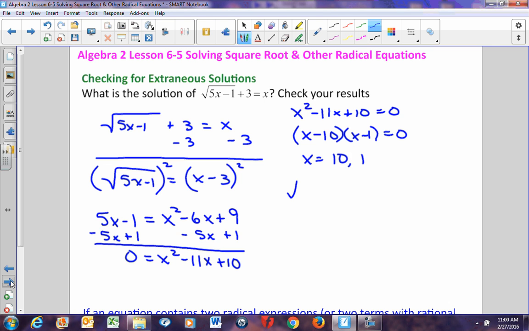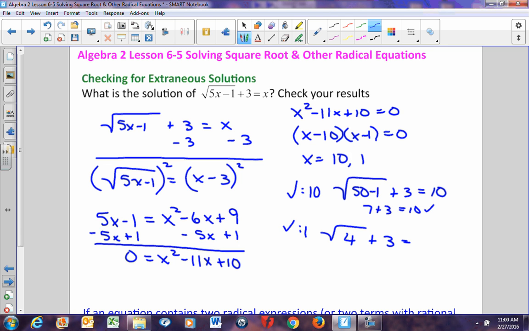And of course, I need to check all of these again. If x equals 10, I would have the square root of 50 minus 1 plus 3 should equal 10. So that's the square root of 49, which is 7. 7 plus 3 does equal 10, so that checks. Let's check 1. So I would have the square root of 5 minus 1, which is 4, plus 3 should equal 1. Square root of 4 is 2. 2 plus 3 does not equal 1, so that one doesn't work. So the only answer that works here is 10.